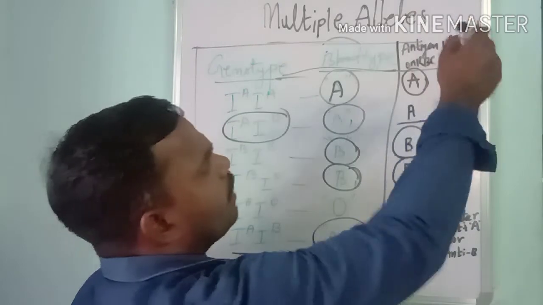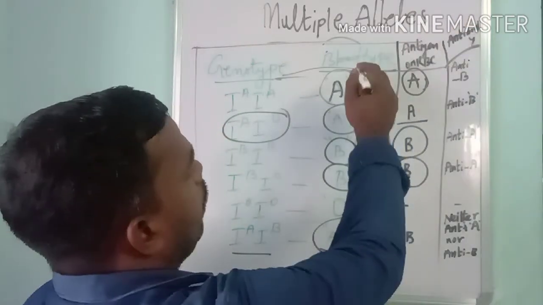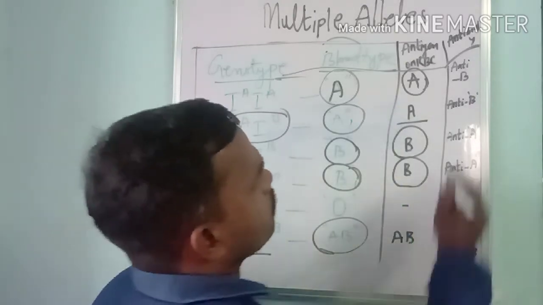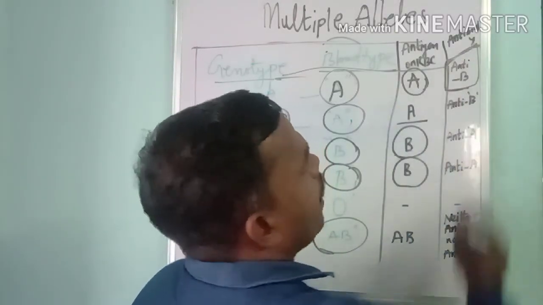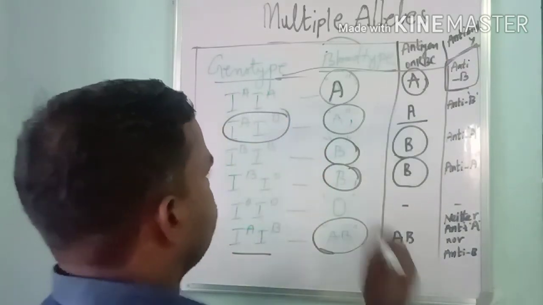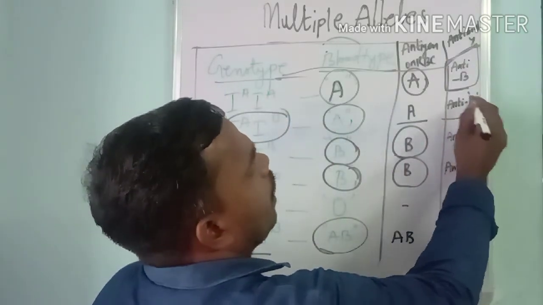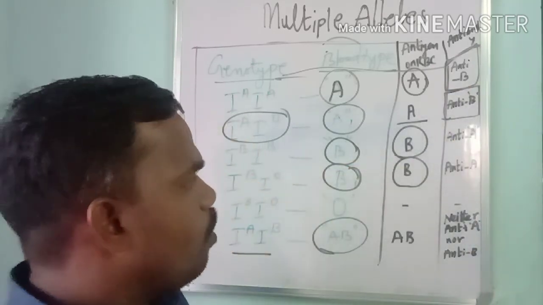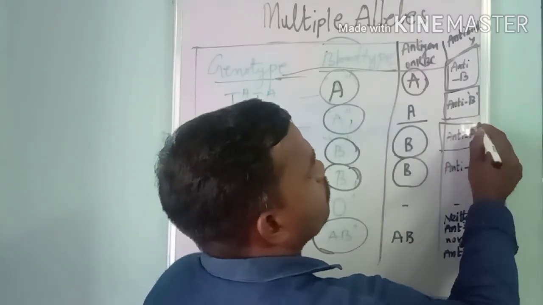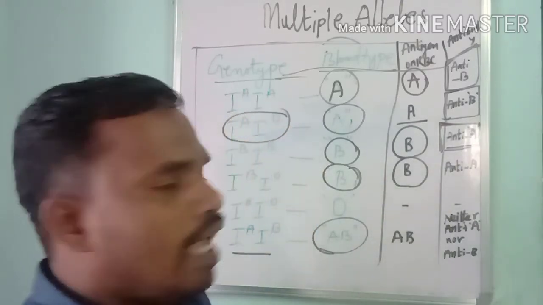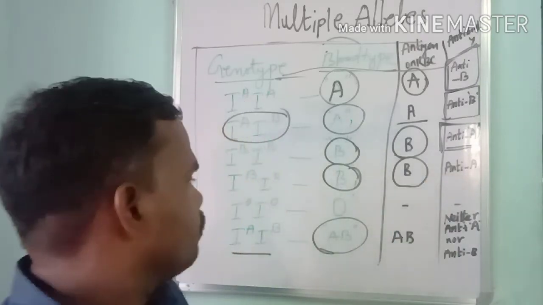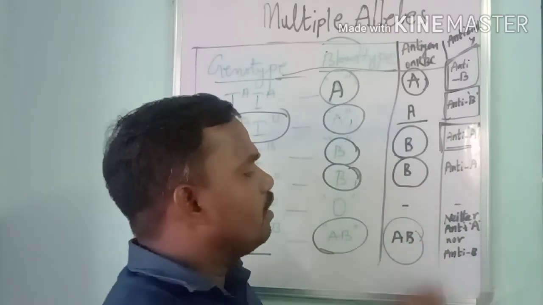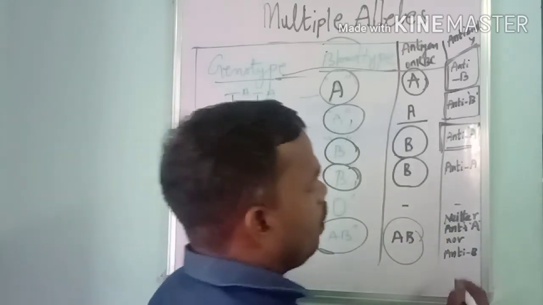So what will be the antibodies? In blood group A, the antibody is anti-B. The blood group A possesses anti-B. And blood group B will have the antibody anti-A. In case of the AB blood group, they have neither anti-A nor anti-B.